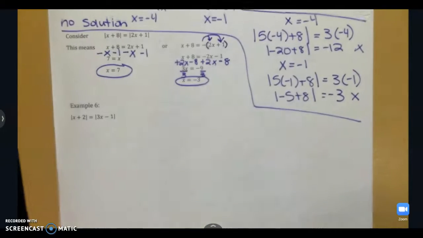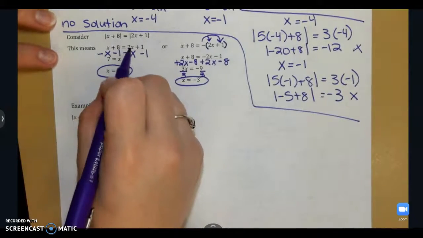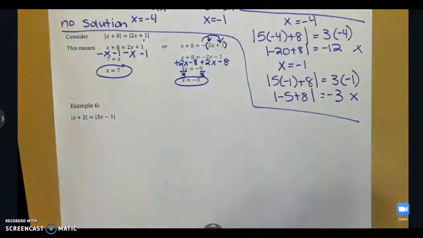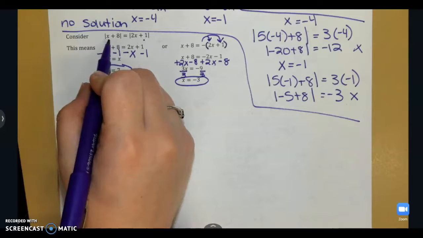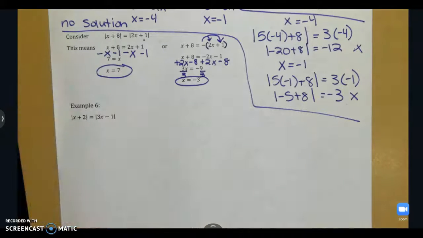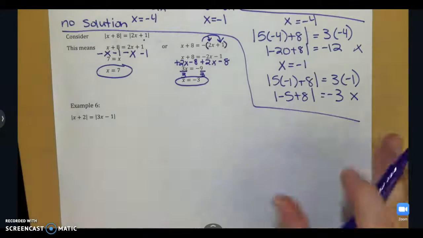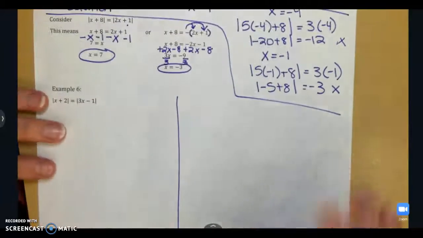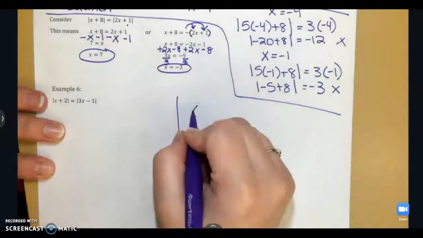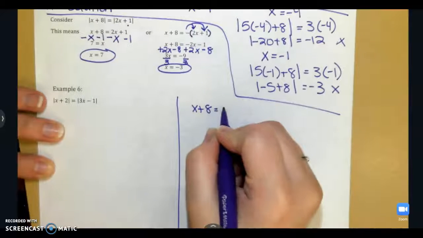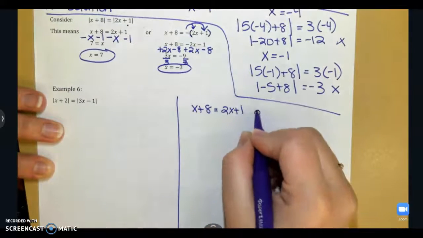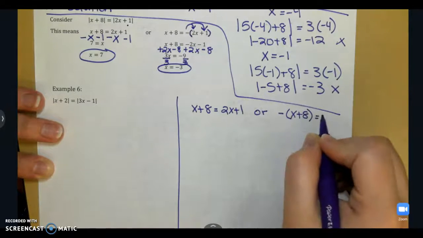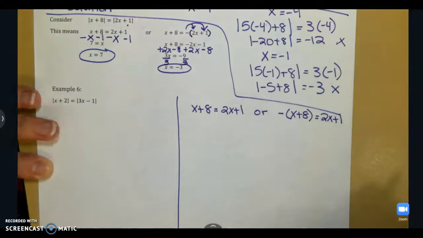Now, I want to show you that in this case, I took the positive of 2x plus 1 and the negative of 2x plus 1. You also could have taken the positive of x plus 8 and the negative of x plus 8. And I want to show you that you get the same answers if you do that. So I'm going to draw a line here just to differentiate my work. So positive of x plus 8 is equal to 2x plus 1, or the negative of x plus 8, again using those parentheses, is equal to 2x plus 1.